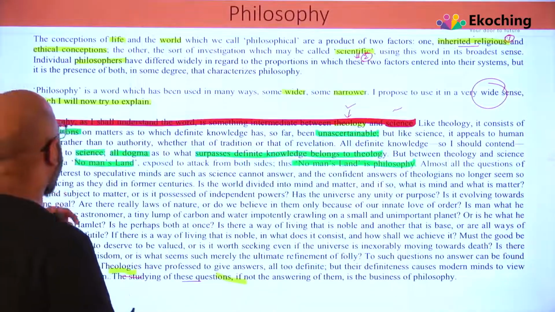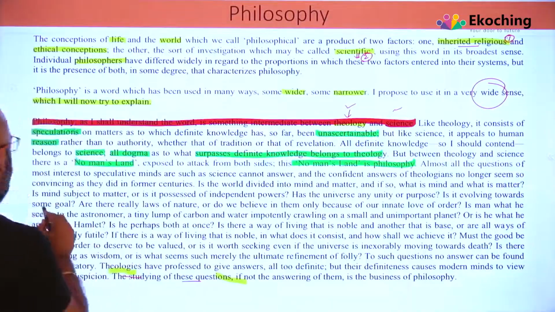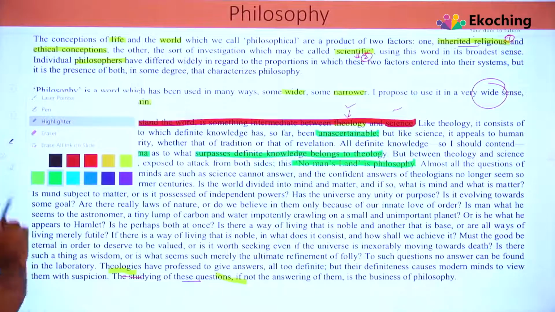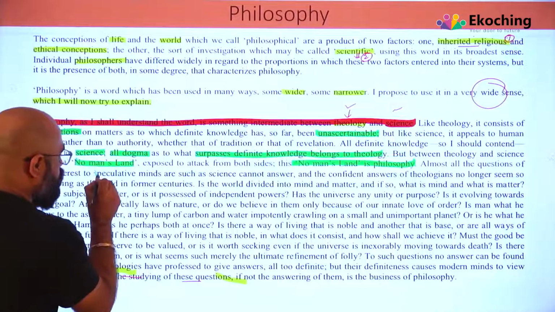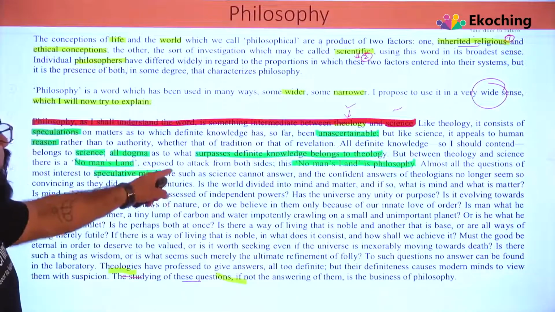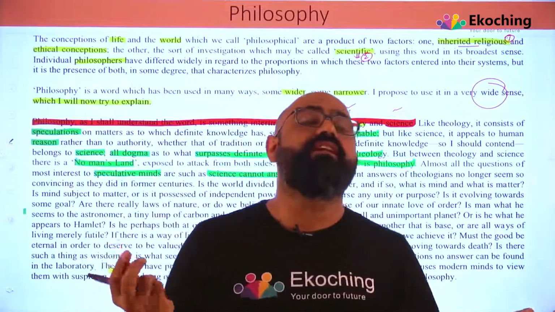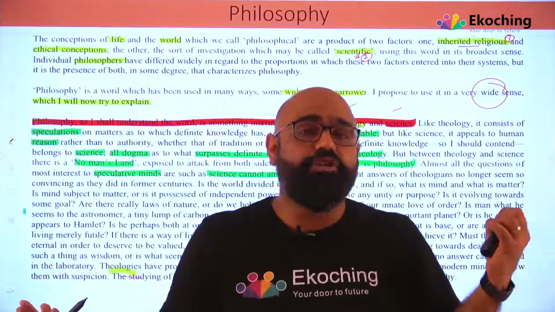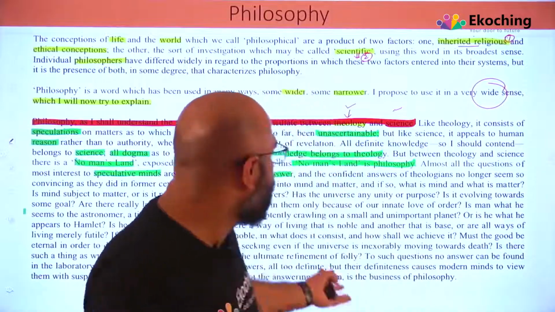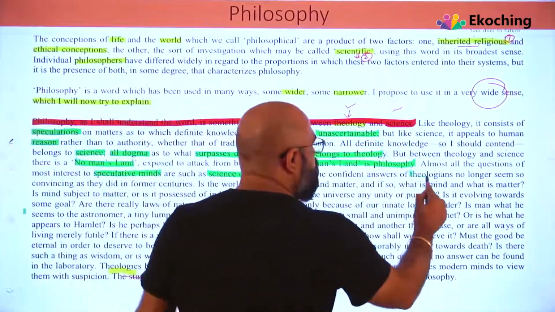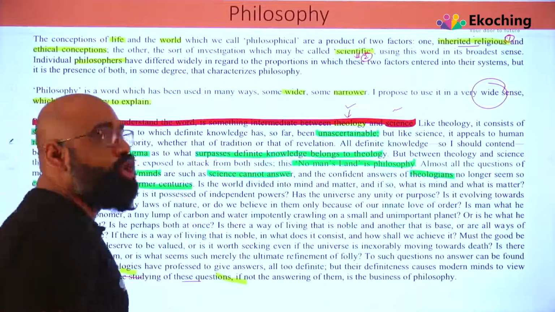Almost all the questions of most interest to speculative minds are such as science cannot answer. Now what does he want to say? I come back to this. He is saying almost all the questions of most interest to speculative minds, the people who speculate, are such as science cannot answer. All those questions are the ones science cannot answer. Did the egg come first or the hen? Did the tree come first or the seed? We don't know, right? And the confident answer of theologians no longer seems so convincing as it did in former centuries.